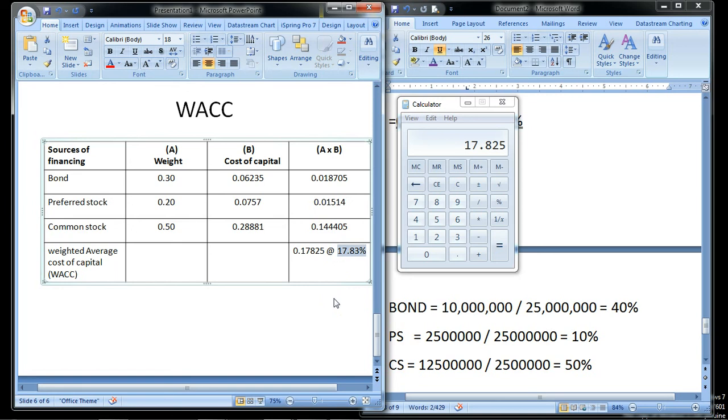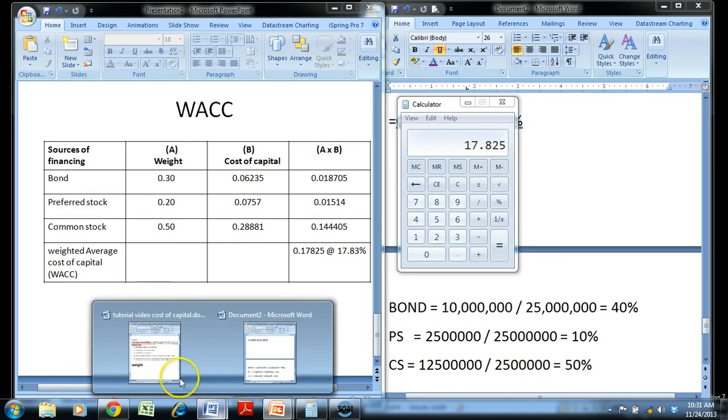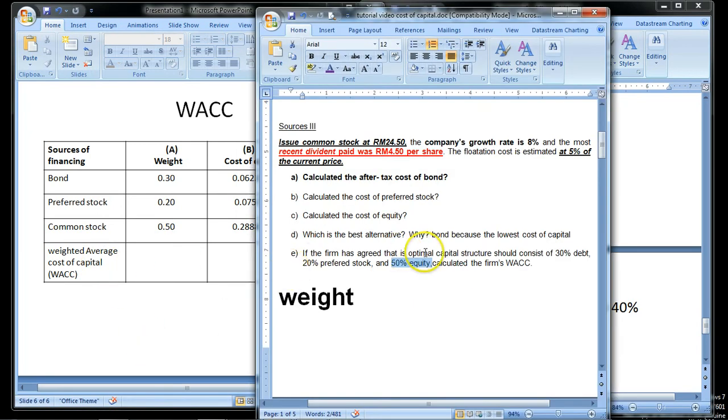Consists of bond, only 30% you use it, preferred stock 20%, common stock only 50%. So using the weightage and the cost of capital, you time it, A times B, then you sum all the source of financing at the third column. Alright, you sum all these things, then you get 17.83%. Class, remember, please use decimal point for column A and B. Alright, don't use percentage. So this is WACC. Come, is it answer our question? Yes, calculate the firm WACC.